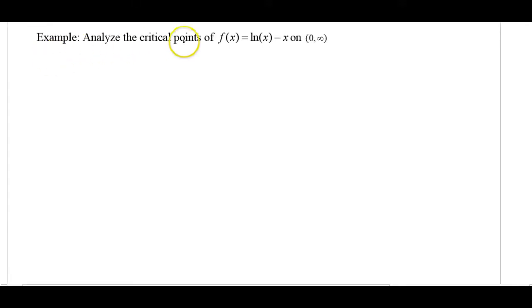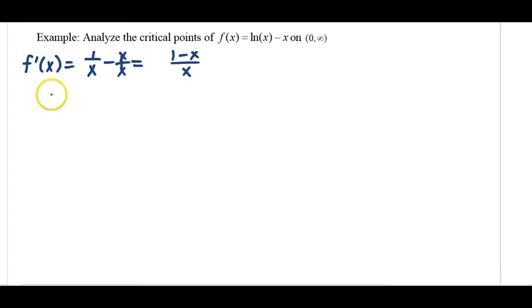Alright, in this example, analyze the critical points of f of x equals ln x minus x on 0 to infinity. So first we need to find the critical points, so set the derivative equal to 0 and find where it's undefined. So the derivative of ln x minus x is 1 over x minus 1. I'm going to need to find common denominators to turn this into one rational function, so it's going to turn into 1 minus x over x. So I turned 1 into x over x and then combined the two fractions with common denominators.